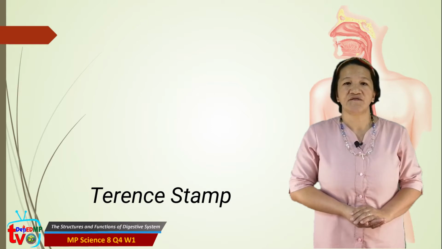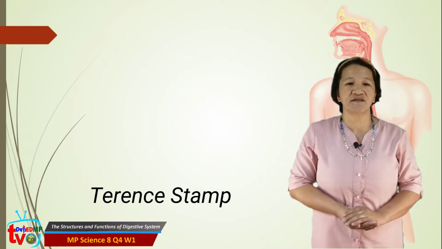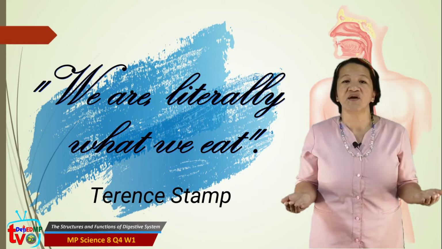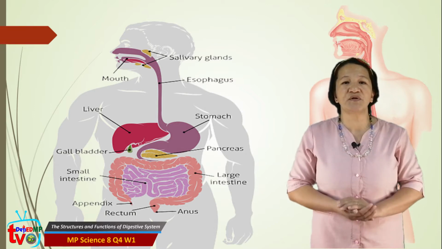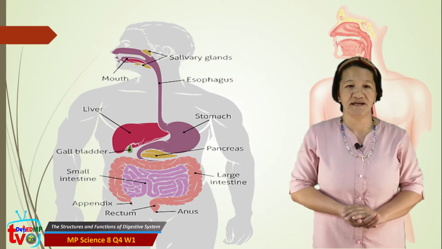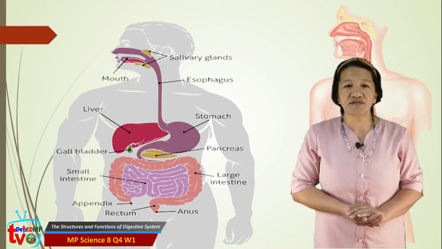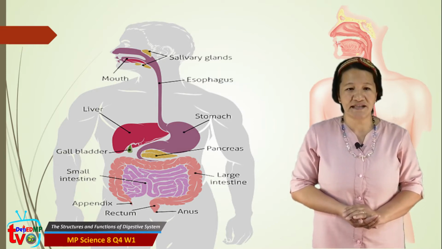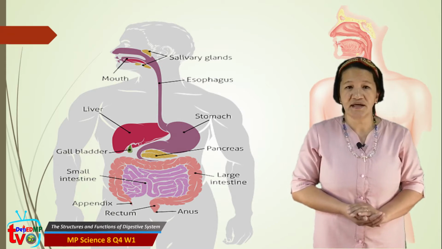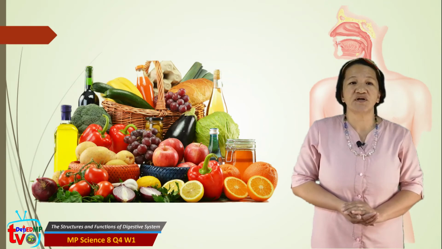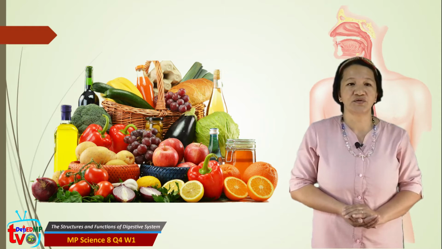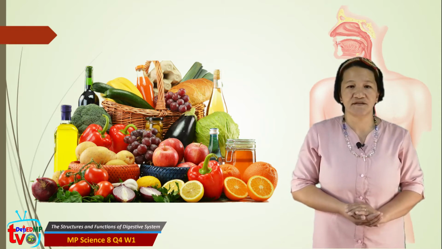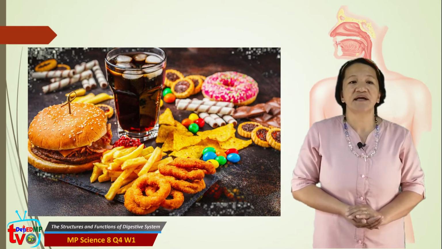To start, here is a quote by Terence Stamp for you to ponder and explain at the end of the lesson. We are literally what we eat. The digestive system is the most common and popular among all the systems in the human body. However, it is also the most abused system because of bad eating habits. When you were a kid, you always heard, "Eat vegetables and fruits because they are good for your health," and that still holds true today. But because of the onset of fast foods and junk foods, they are neglected.